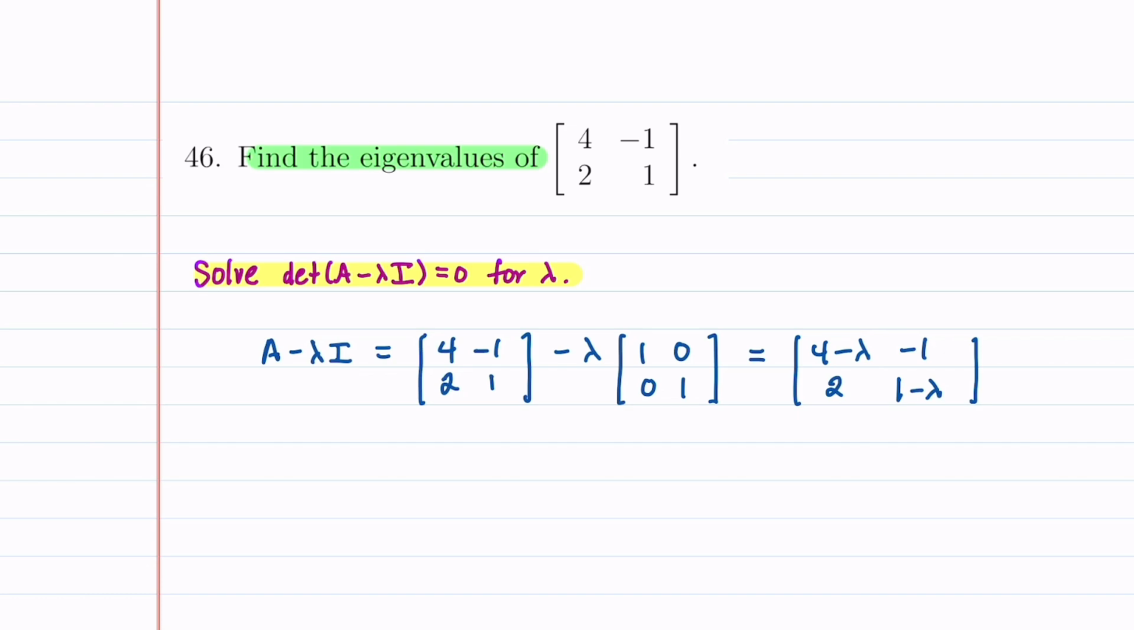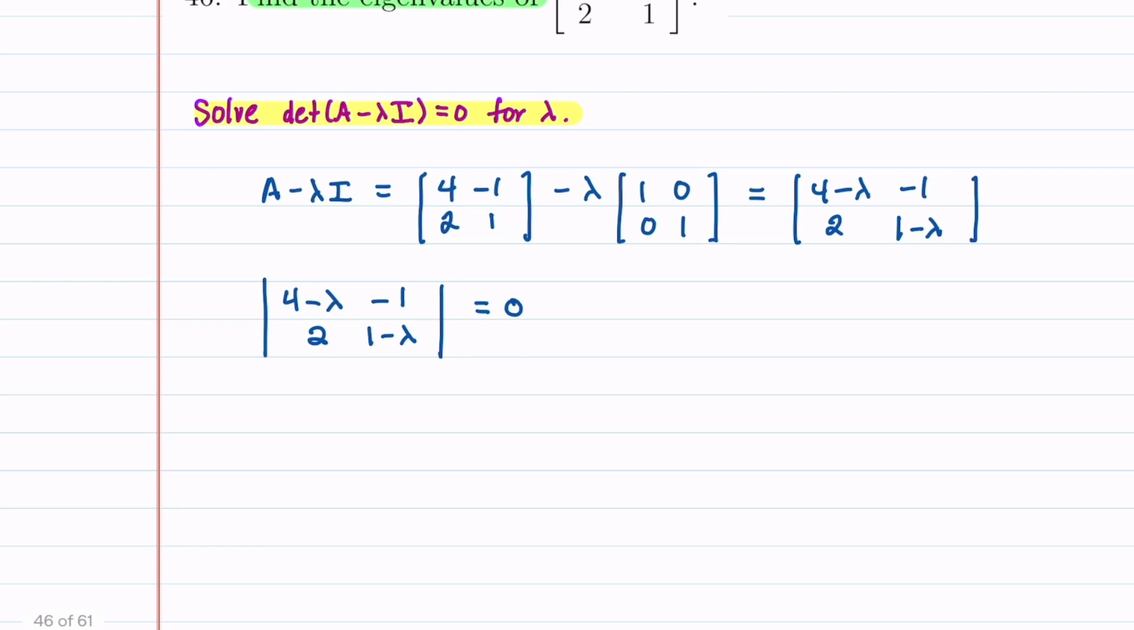Now what we're going to do is find the determinant of that matrix, and we're going to set that determinant equal to 0. So we have the determinant 4 minus lambda, minus 1, 2, 1 minus lambda. We can indicate the determinant by just drawing a straight line, and we're going to set that equal to 0. Now, to evaluate the determinant, we're going to multiply the main diagonal, and then we're going to subtract off the off diagonal. So this is going to give us 4 minus lambda times 1 minus lambda, minus minus 1 times 2, and that's equal to 0.